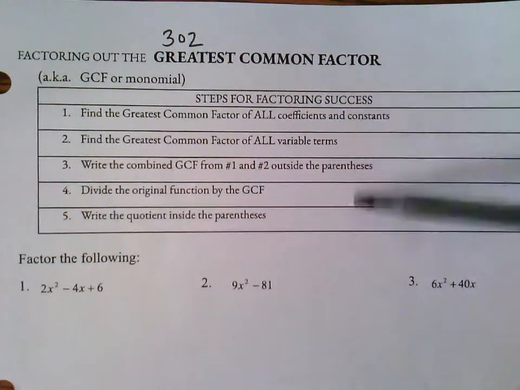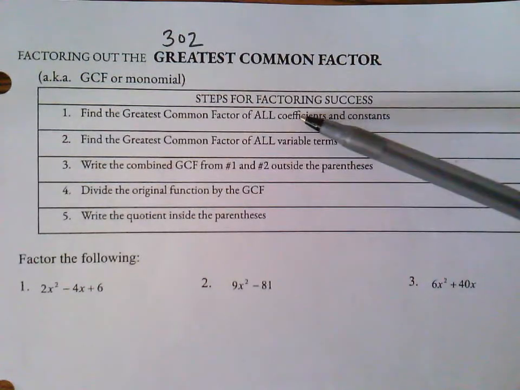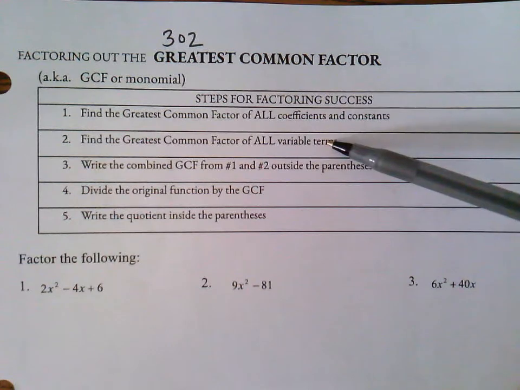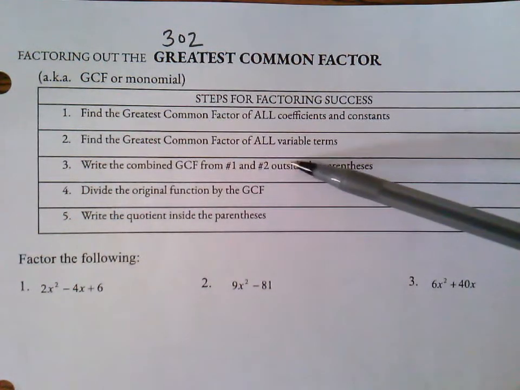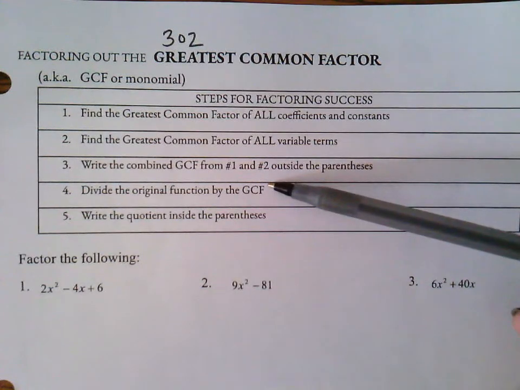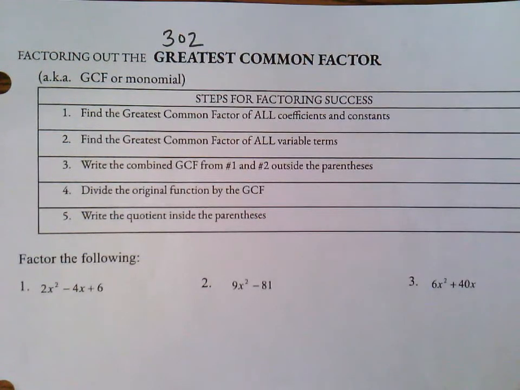So here's some steps up here if you forget how to do it. You find the greatest common factor of the coefficients, you find the greatest common factor of the variables, you write the greatest common factor outside parentheses, divide the original function by the greatest common factor, and write your quotient inside parentheses. It sounds more complicated than it is.